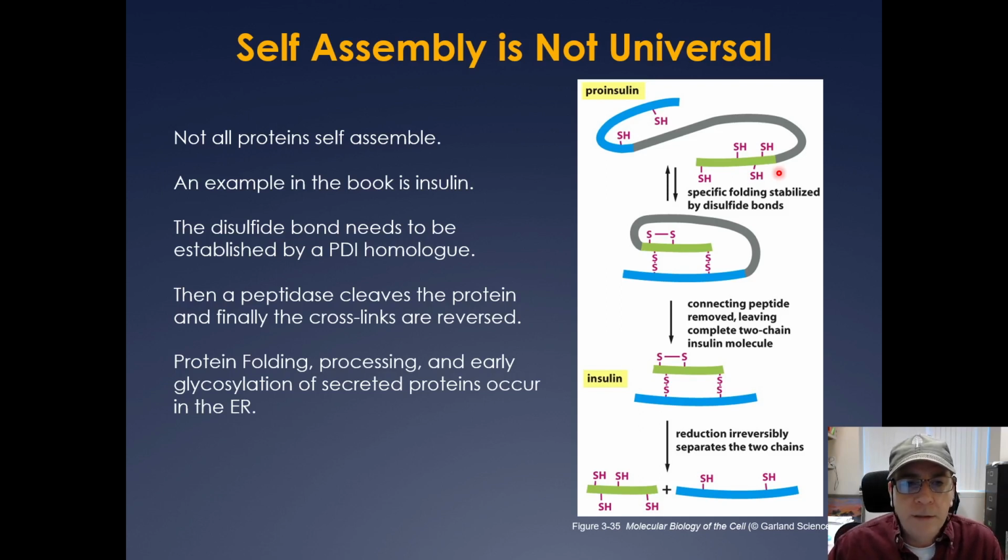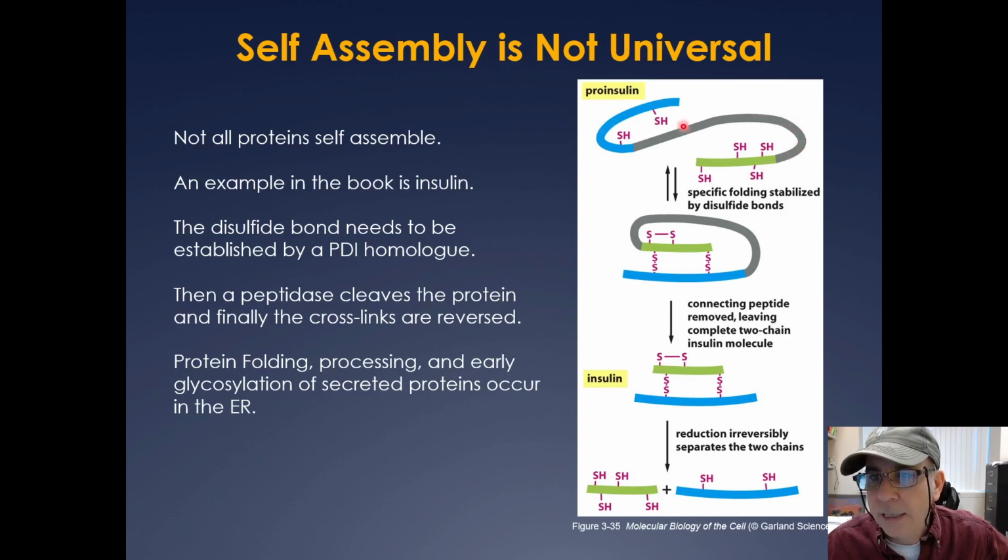Okay, so I said before that many proteins will self-assemble, although there are exceptions, and certain proteins, once they're translated on the ribosome, get processed. An example that your book uses is insulin, but this happens with many other proteins, and we'll see this throughout the course of the term in certain examples. Okay, so here's basically the amino acid sequence of proinsulin.